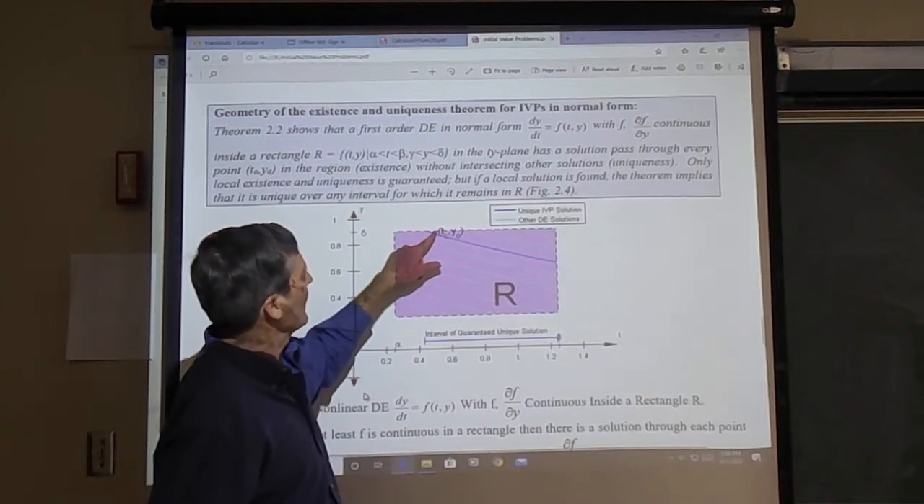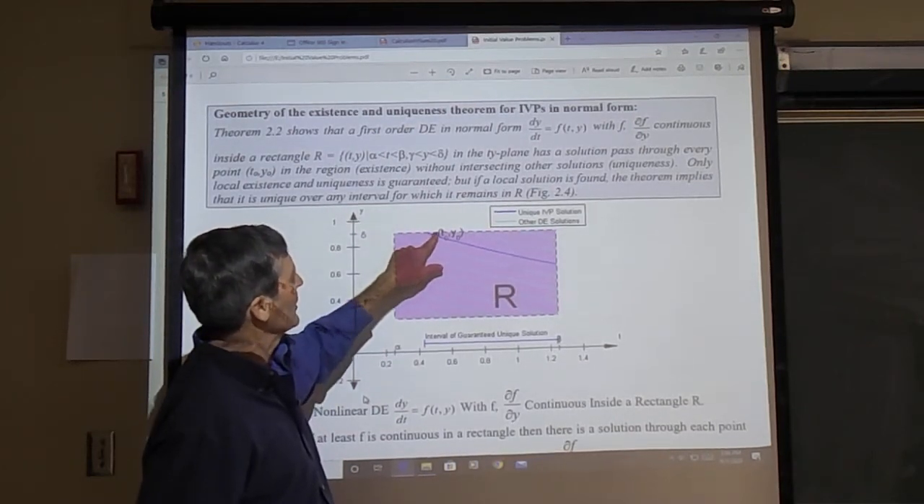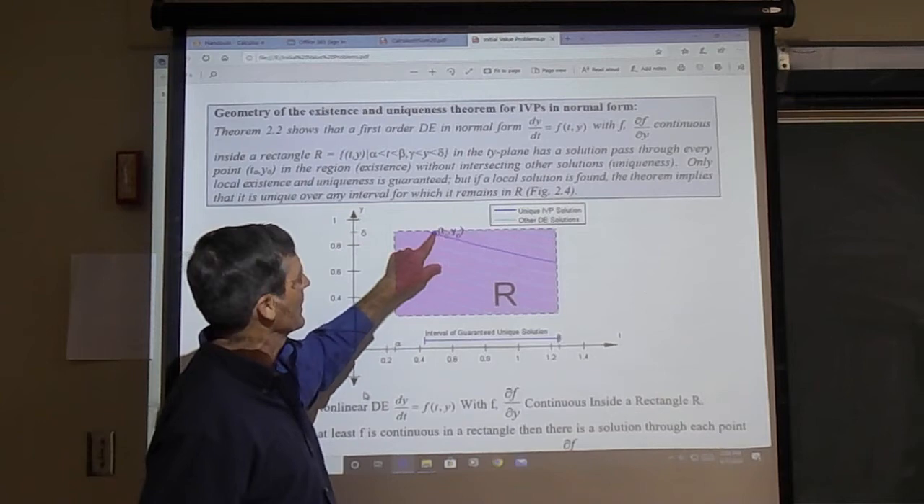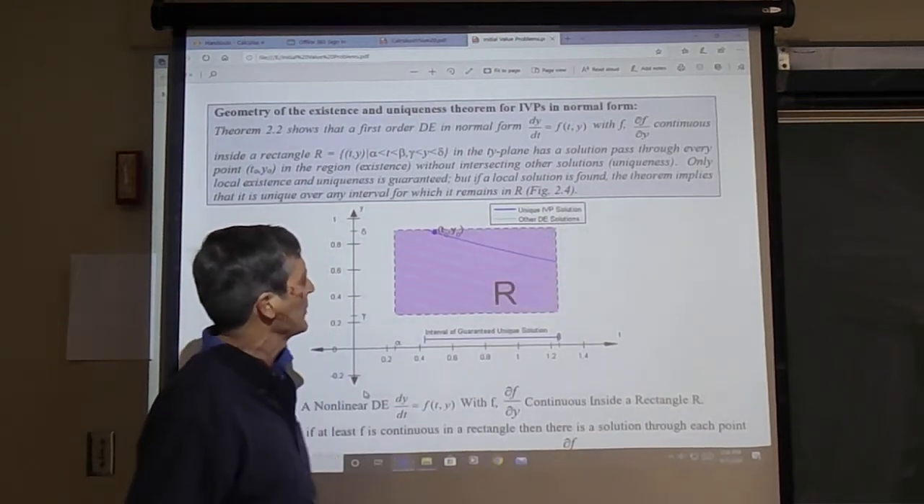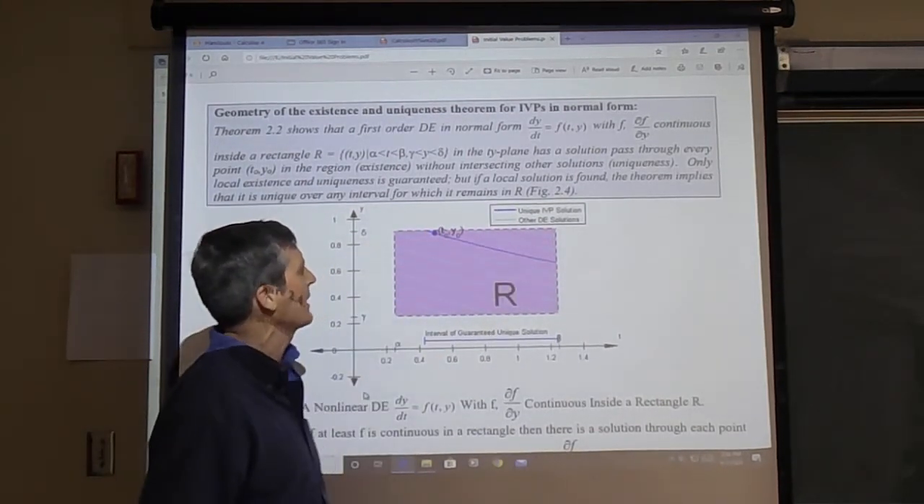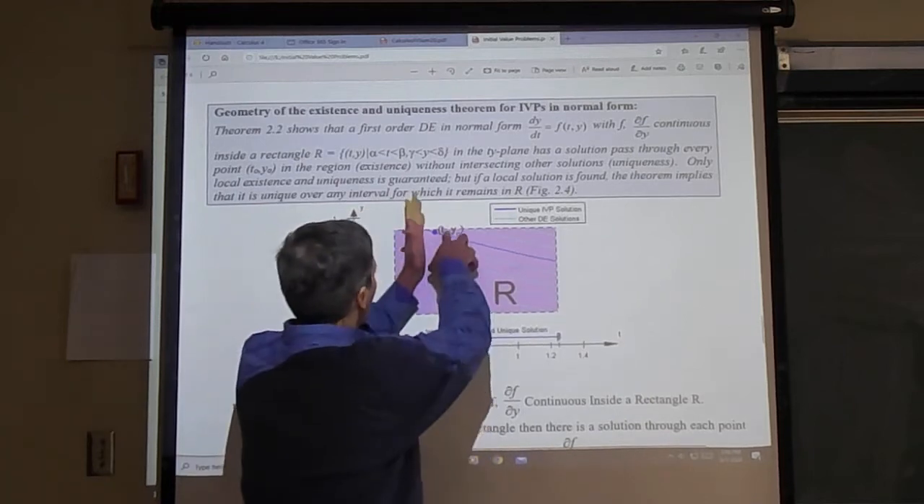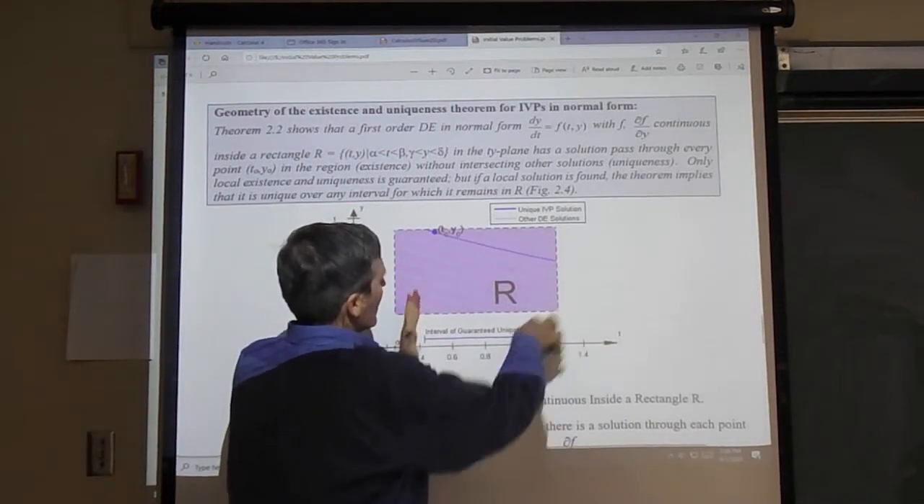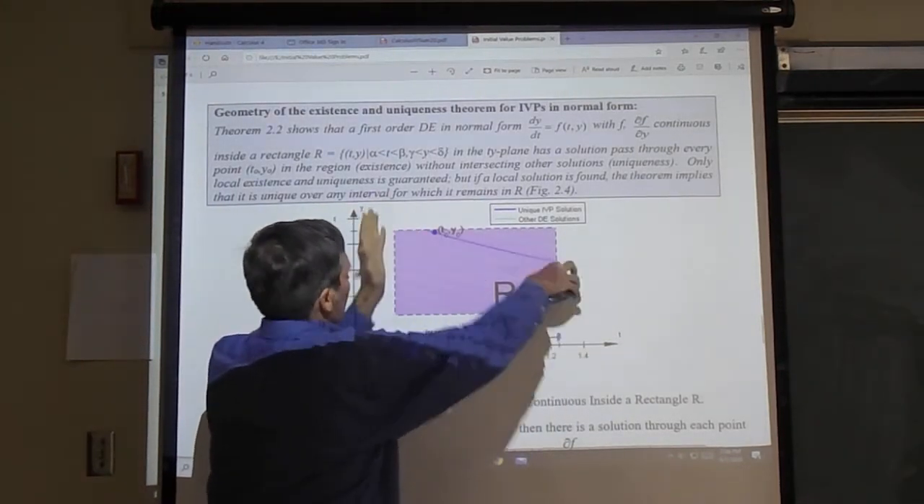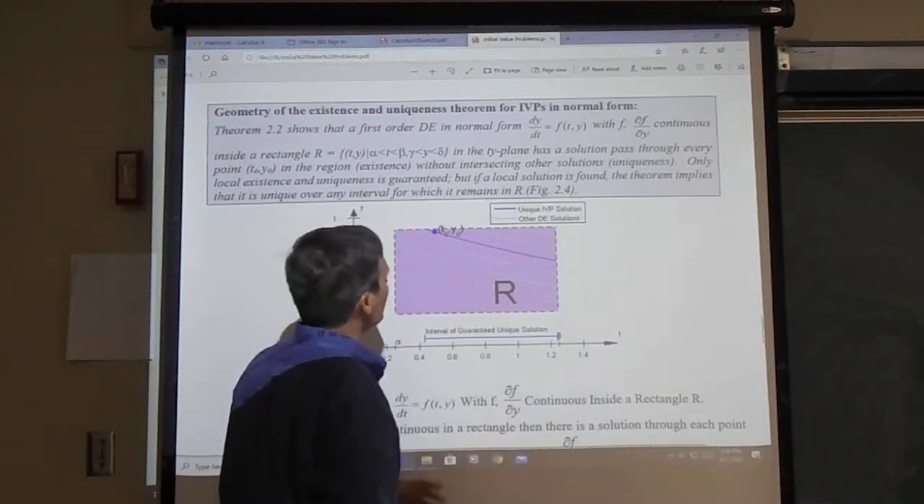And they don't intersect. So if I pick one initial condition, y of t0 equals y0, this point determines a unique curve through there as long as that curve stays in the rectangle. And so there's some interval minus h to plus h, or generally longer. It's not necessarily symmetric on both sides, but at least some interval where it's unique.